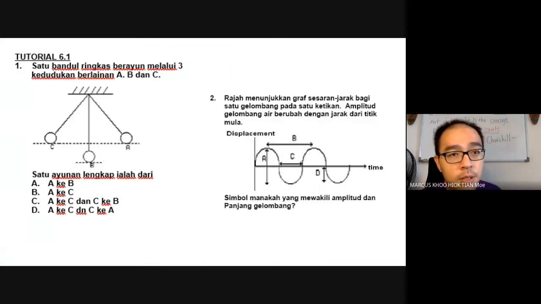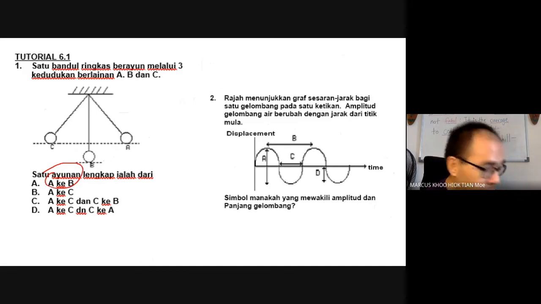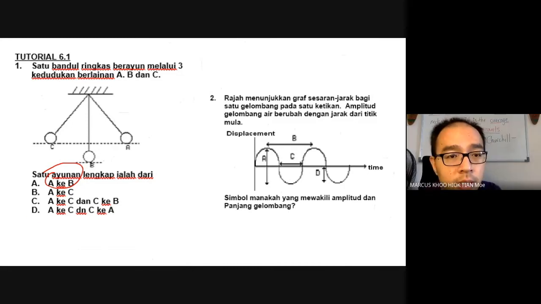Okay, simple pendulum. It's oscillating between 3 positions, A, B, and C. One complete oscillation is counted from, let's start with Wong. D. Okay, the answer will be D. A to C and C to A, it must come back. It cannot be A to C, or A to C is just half an oscillation.